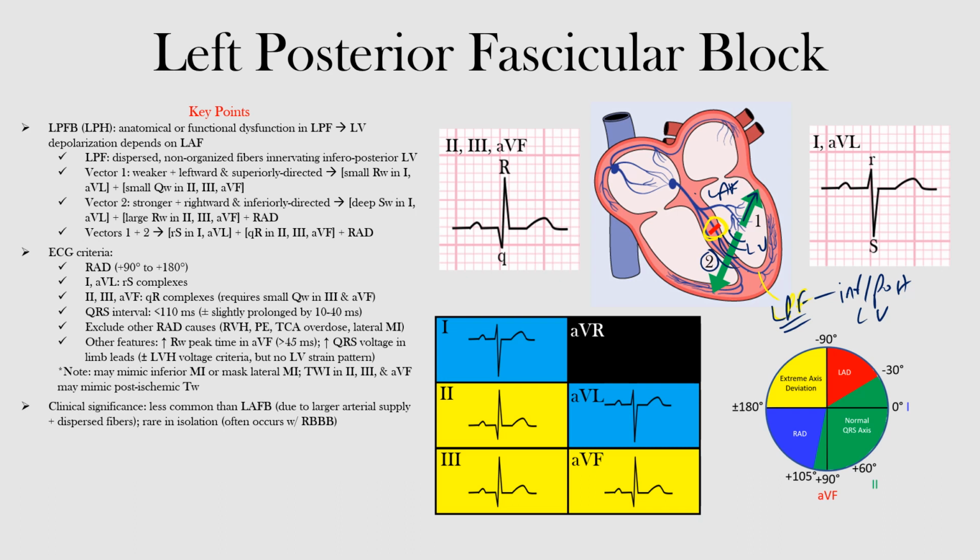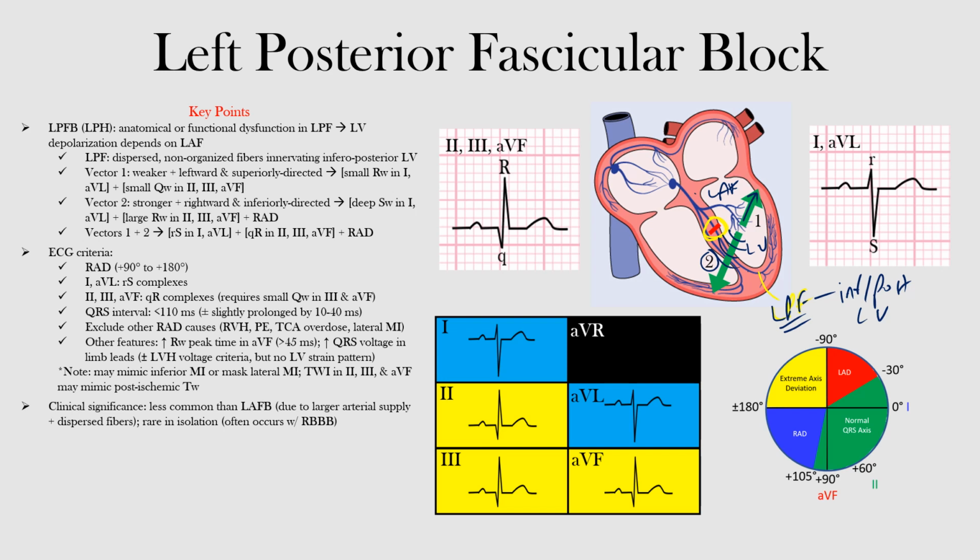Now, because the vector is not in that normal inferior and leftward direction, but instead in the inferior and rightward direction, this is where we get right axis deviation. The electrical axis is now in that right quadrant of the hexaxial system, or the frontal plane, specifically between positive 90 and positive 180 degrees.